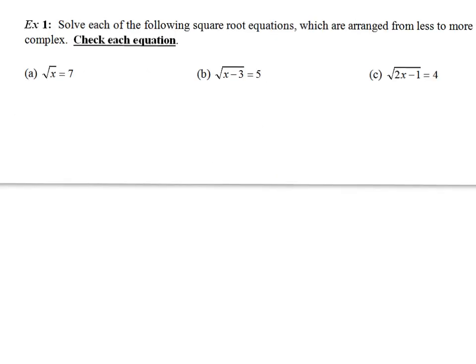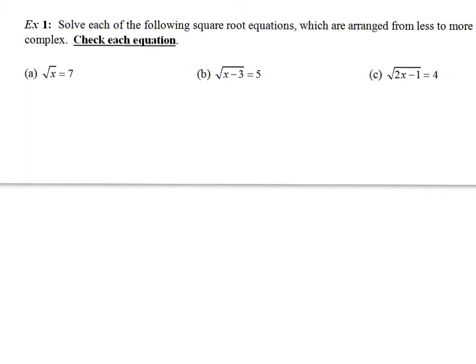In exercise number 1, we have a group of equations that are all involving square roots. So we want to solve these square root equations and then make sure that we check each solution. Part A is a very easy square root equation. We see that we've got the square root of x is equal to 7.